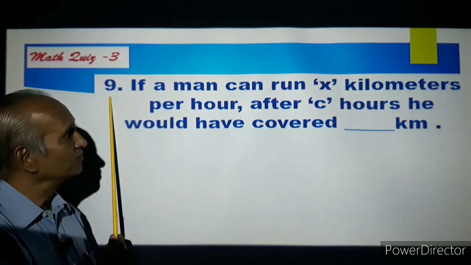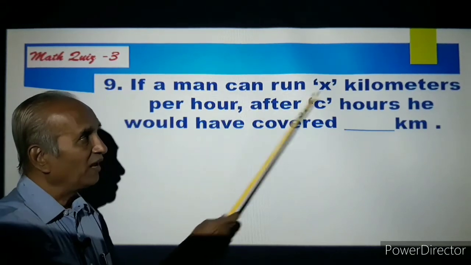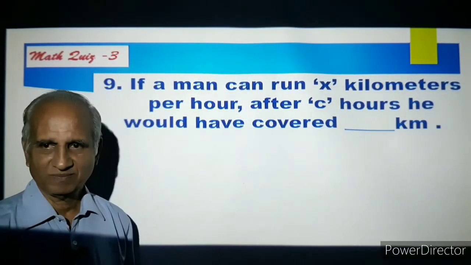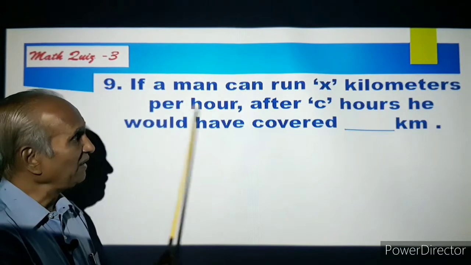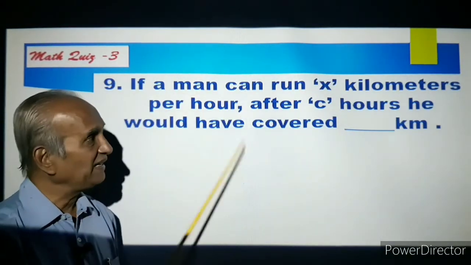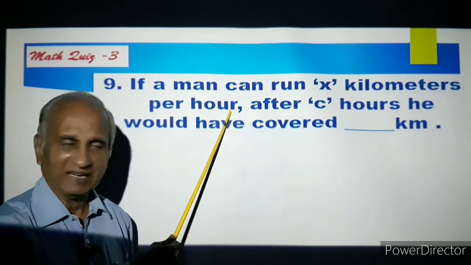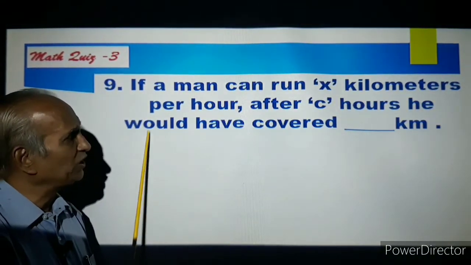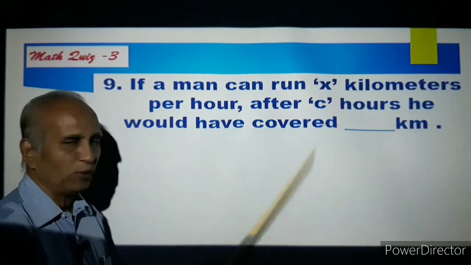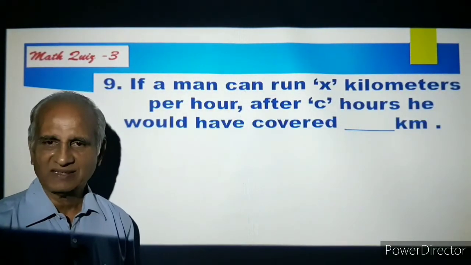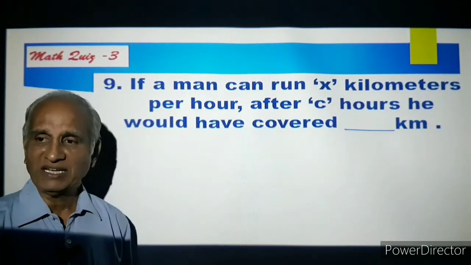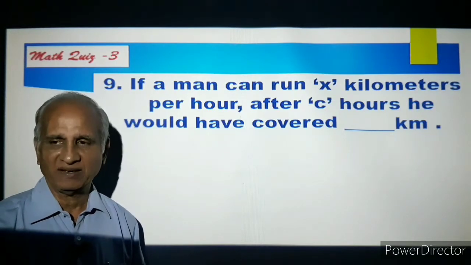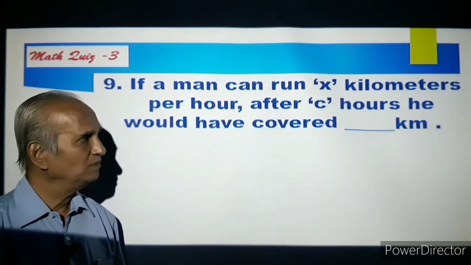9th question. If a man can run x kilometers per hour, that is his speed, after c hours he would have covered dash kilometers. He runs and runs. After c hours, how many kilometers would he have run?